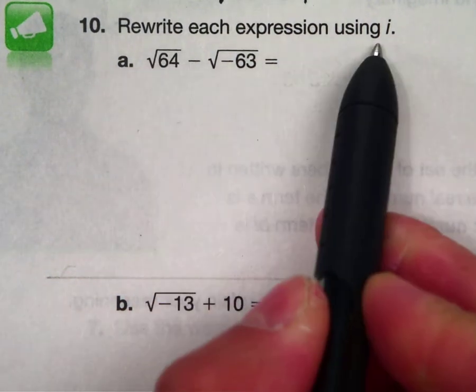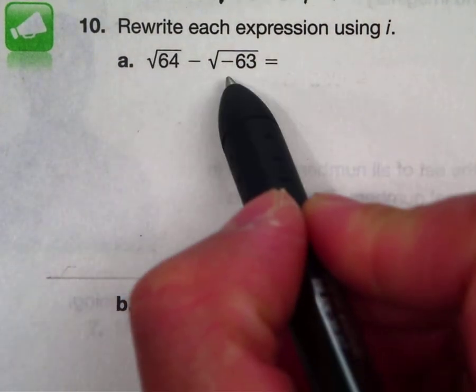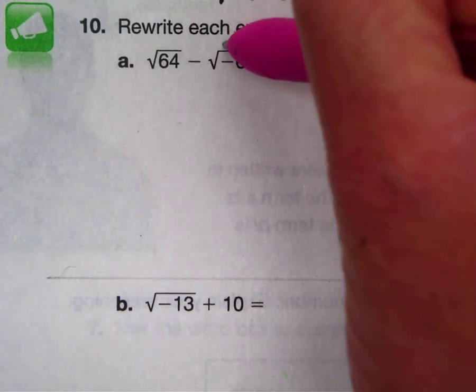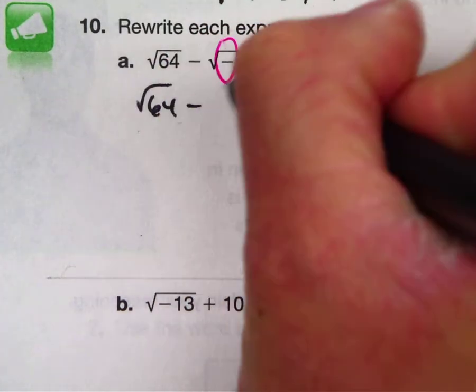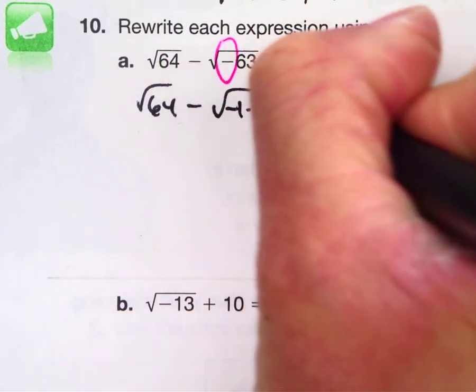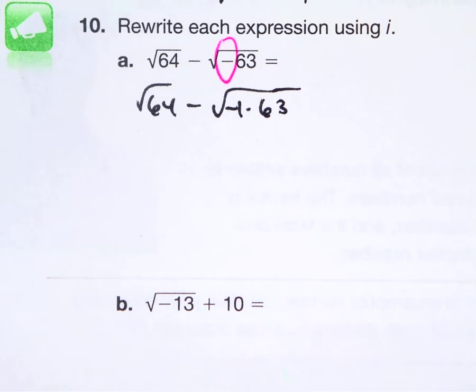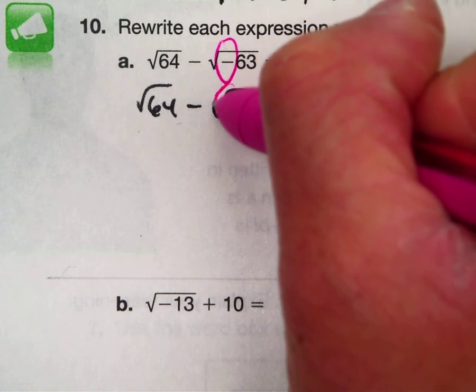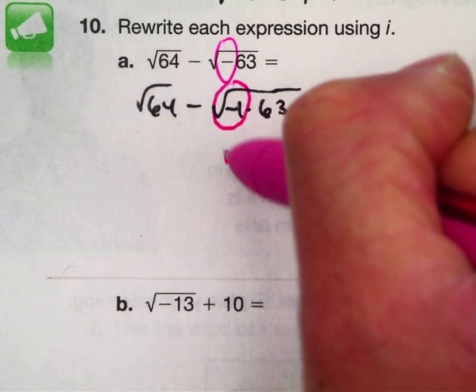Rewrite each expression using i. So the first thing I'm going to do is recognize here I have a square root of -63. Remember, if you can't see that, you can just rewrite it as the square root of -1 times the square root of 63. And then you'll recognize that the square root of -1 turns into i.